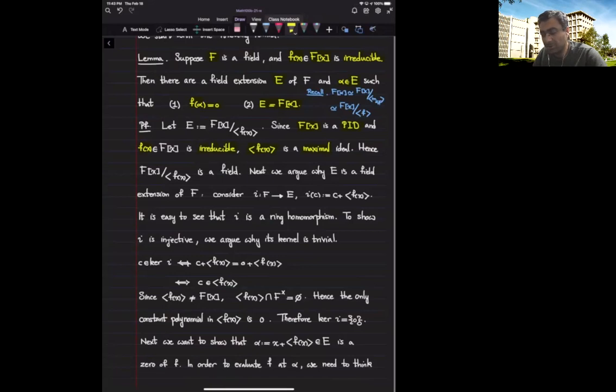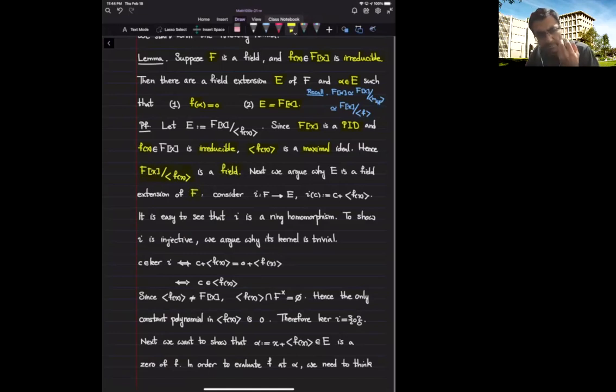So knowing that the ideal generated by f is maximal is equivalent to saying that the quotient ring of the ring of polynomials modulo the ideal generated by f is a field. But that is exactly E. So we showed that E is indeed a field. Next, we argue that E is a field extension of the field F that we started with.